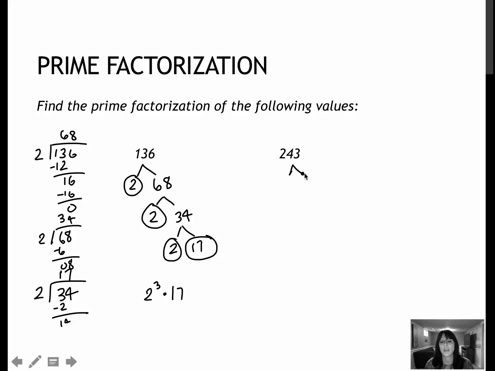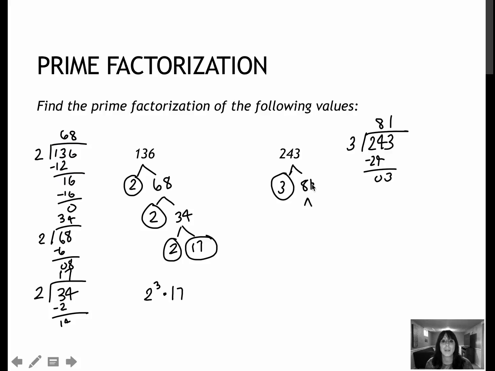For 243, not even, so I can't use the 2 on this one. But if I look at 2 plus 4 plus 3, that's 9, and 3 goes into 9. So I'm going to use a 3 on this one. And again, feel free to use your long division. 3 goes into 24 8 times. And then 3 goes into 3 1 time, so 3 and 81. 3 is prime, so we circle it.